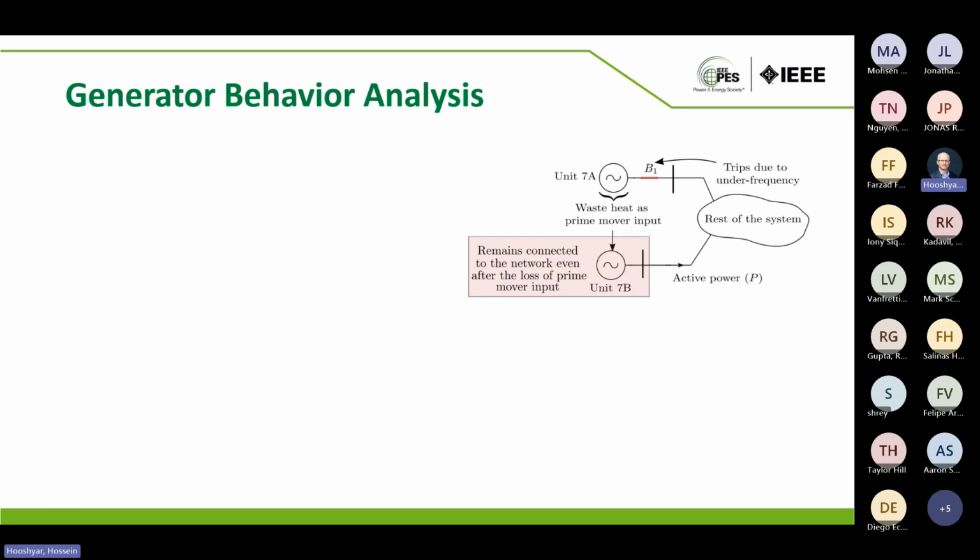So in a nutshell, this is the kind of system it had: there were two main generating units in the plant, called unit 7A and 7B. 7A is a gas turbine plant, and the waste heat of 7A is used as the prime mover of 7B. So 7B is a steam turbine plant which relies on the waste heat of 7A to operate. The sequence of events is that 7A got isolated due to under frequency relay, but 7B continued to work, connected to the grid. Although 7A tripped and its prime mover also tripped for 7B, it still tried to supply power from its rotational kinetic energy as long as it could.